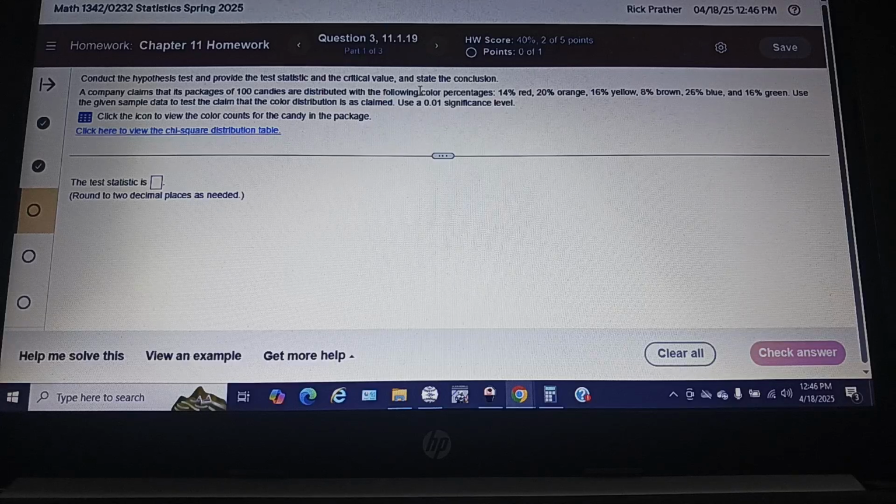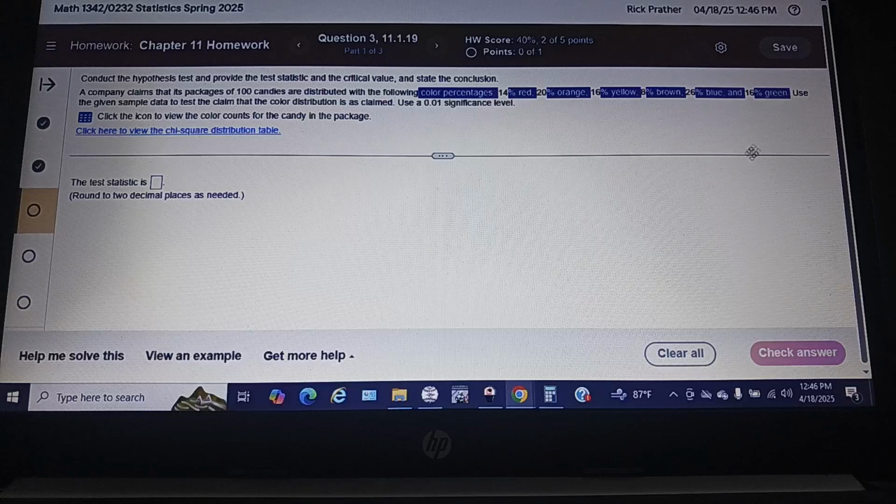So that's the idea here. Some candy company says they make their color percentages the following: 14% red, 20% orange, 16% yellow, 8% brown, 26% blue, and 16% green. So clearly they're not all equal, so we can't get away with saying that.